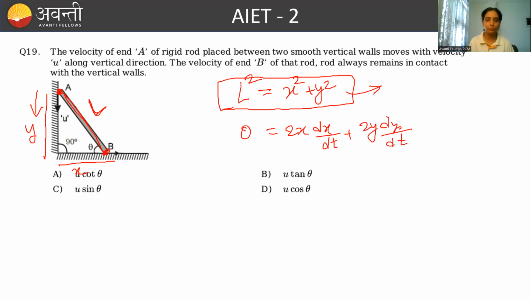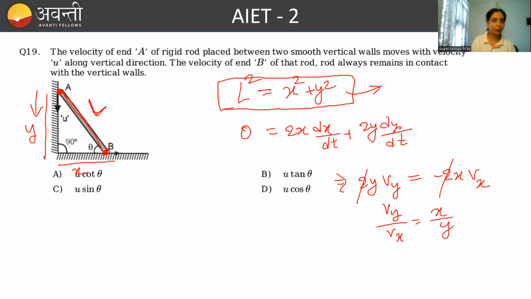Now you write this. How much will this be? 2y vy equal to how much? That is equal to minus 2x vx. Okay, here you cancel the 2. Now vy by vx will be equal to x by y. So if you write here, y by x will be equal to what? Tan theta. X by y will become equal to what? Cot theta.